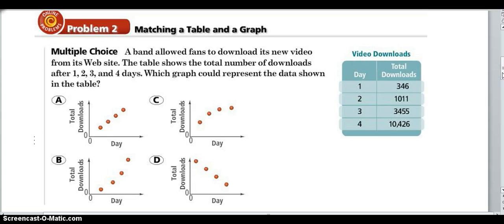So now we look at matching a table to the correct graph. What we see here is video download. A band allowed fans to download videos, and on day 1, 2, 3, and 4, everything was tracked. So if we look at the data, as the days increase or progress, you want to look at what happens to the downloads. Well, they are also increasing. So we know it's going to be one of these graphs with the upward slope.